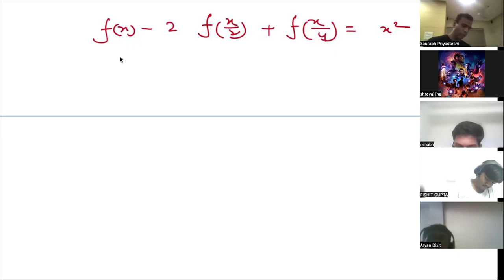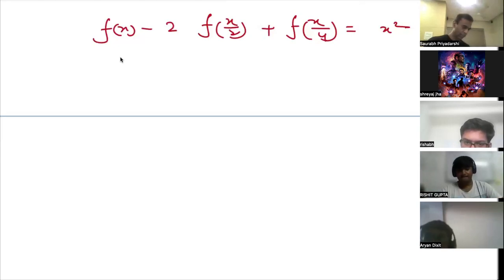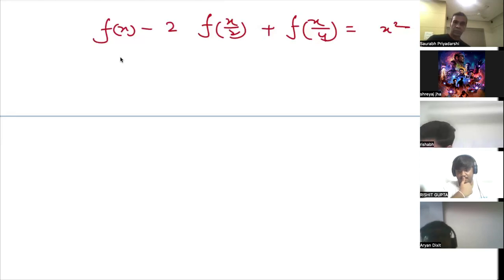x square not 0. You have to use the formula for GP. Wow, very good, beta. Rishabh? Yes sir.